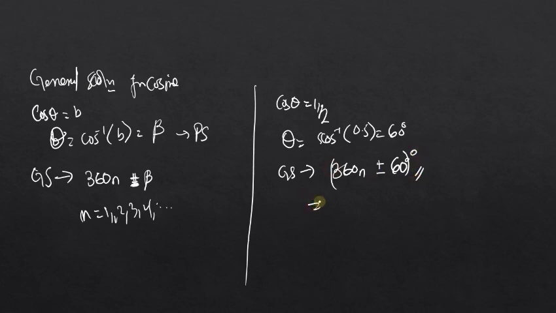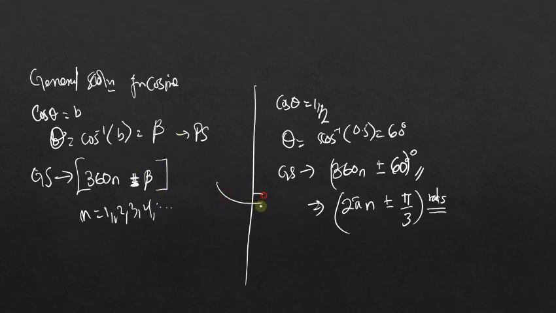Or you can write it in radians as 2 pi n plus or minus pi on 3. So this is how you can apply this. You need to understand the expression so that you can be able to apply it.